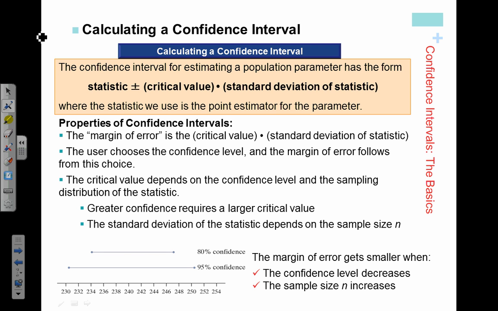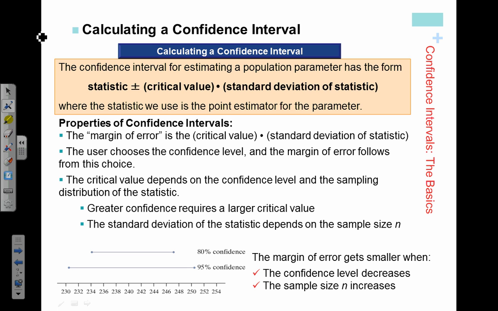If you talked about a poll and it said 47% vote for this candidate, but it said the margin of error was 2%, that means it could have been 49%, it could have been 45%. It's somewhere in between there. Same thing we're talking about with confidence intervals. The user chooses the confidence level and the margin of error follows from this choice. So you pick the confidence level. Now normally we're going to pick 95% because we want to be very confident.